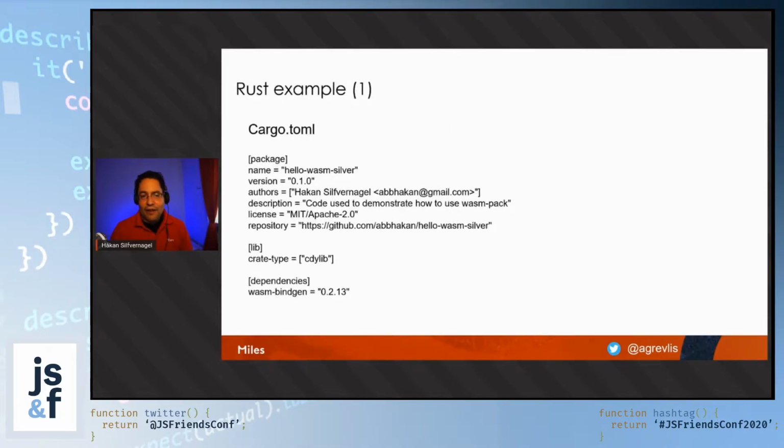So here's an example of a Rust program. First we have the package definition. Just as before, we have the name, we have the version, and we also need to define some libraries that we're going to be using. In this case, this library type is called cdylib, and we also define a dependency. In this case, it has a dependency on wasm-bindgen that I was just talking about.